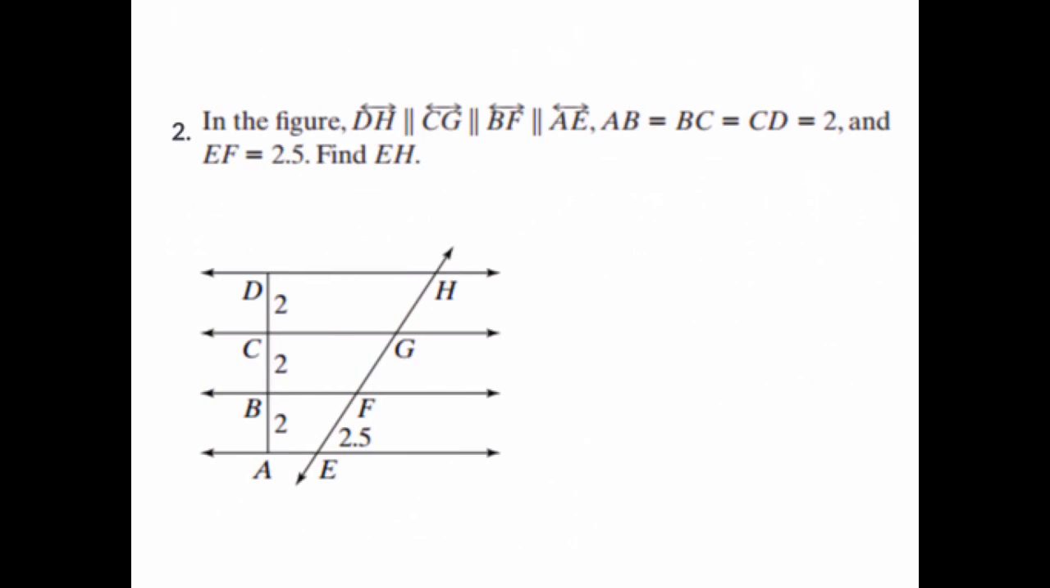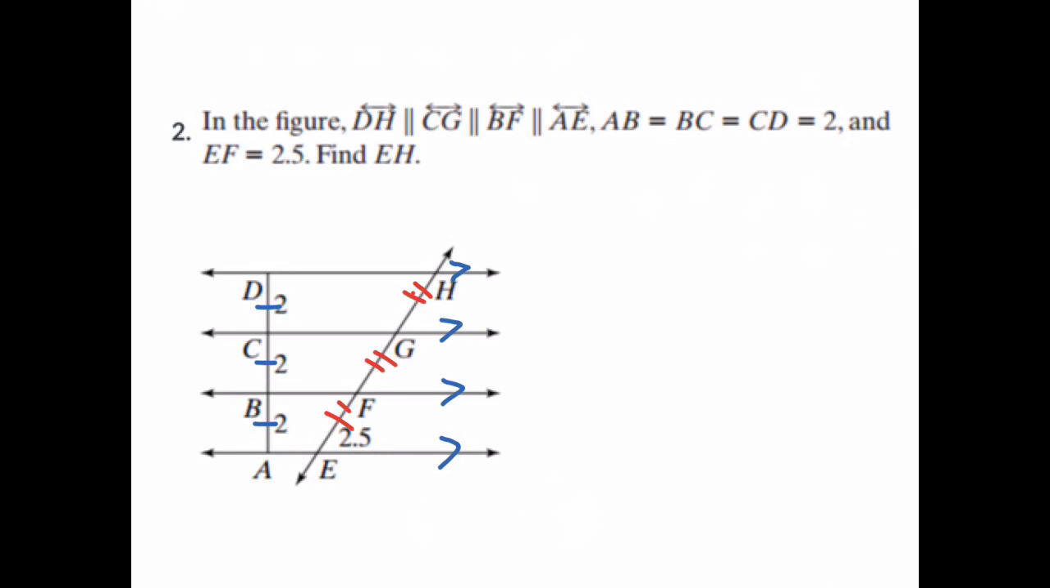And then our last one for today also comes from the lesson, and it says in the figure, DH is parallel to CG, which is parallel to BF, which is parallel to AE. So we can put these parallel arrows on here if we want to remind us that these are parallel. AB, BC, and CD all equal 2. So this one and this one and this one are all the same, which means this one and this one and this one are also all the same.